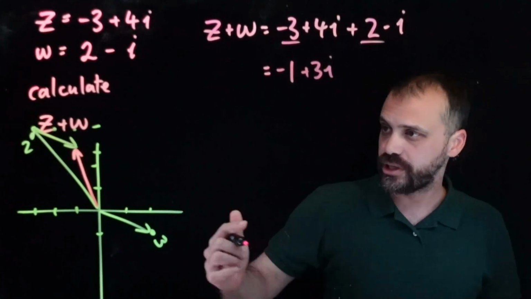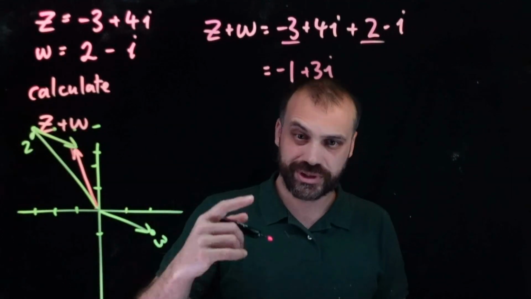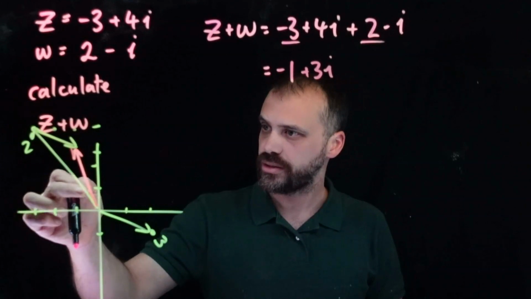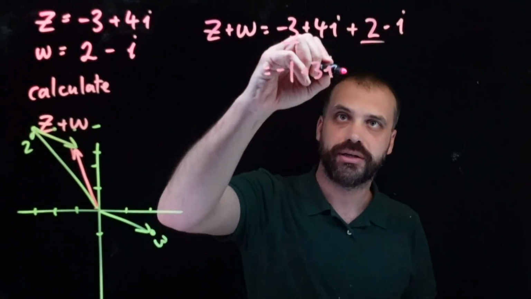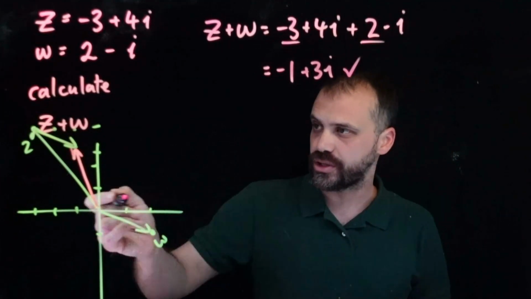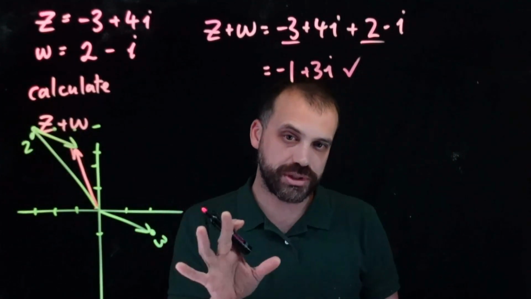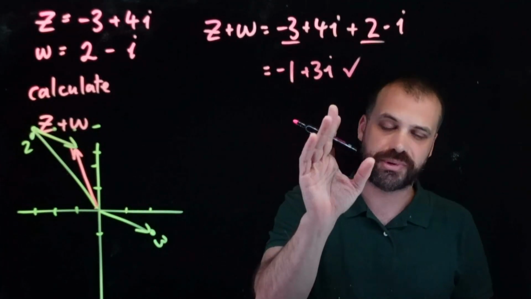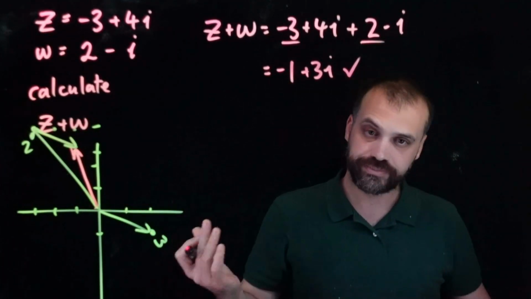Alright, let's see if I'm right. This pink arrow here, does it represent negative 1 plus 3i? Negative 1, 1, 2, 3, 3i. Negative 1 plus 3i. Alright, so this is the very important picture that I want you to be able to draw. This is the very simple mathematics that I want you to be able to do. It's your turn.